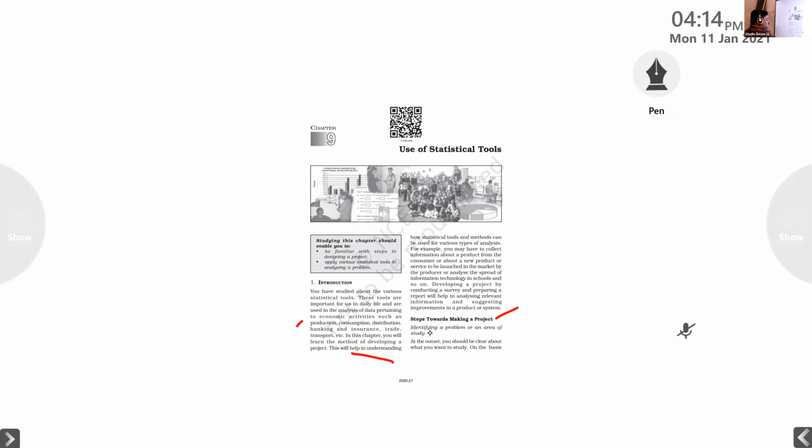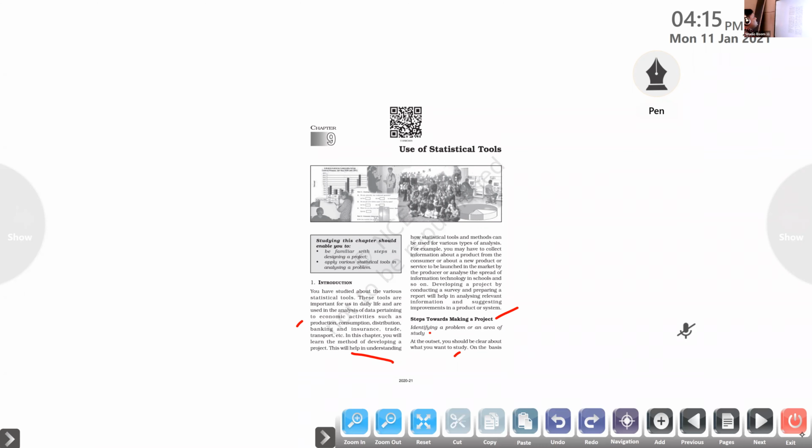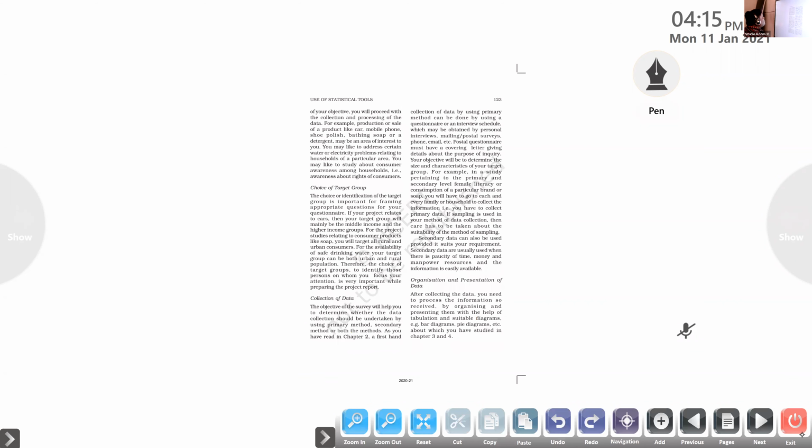At the outset, you should be clear about what you want to study. First of all, okay, a clear-cut picture you have to create. What you are going to study about? On the basis of your objective, you will proceed with the collection and processing of the data.